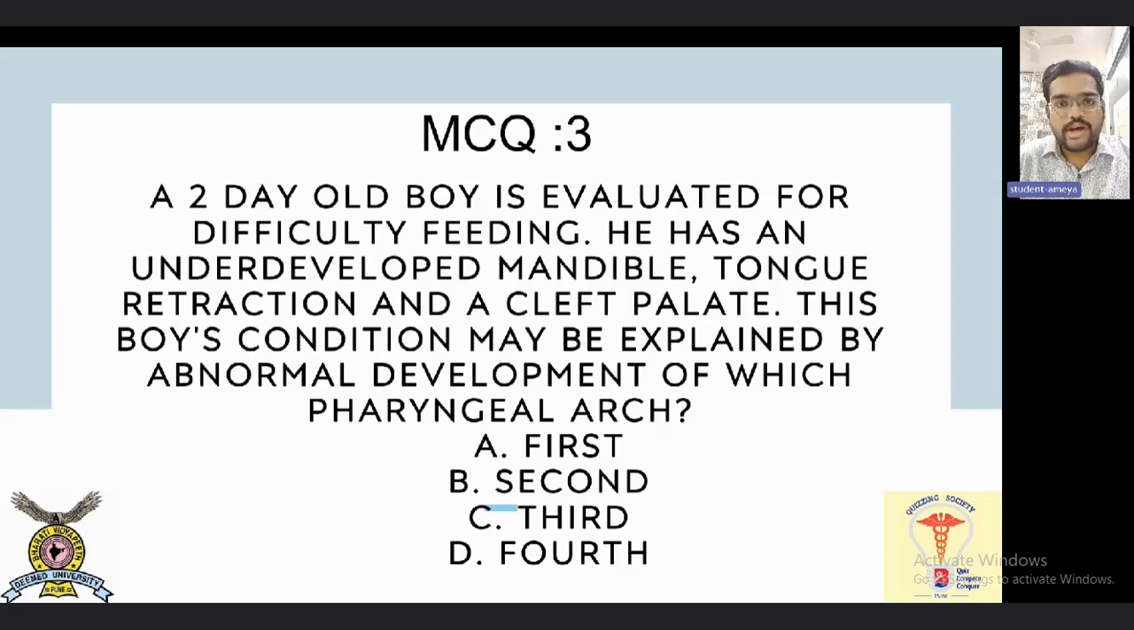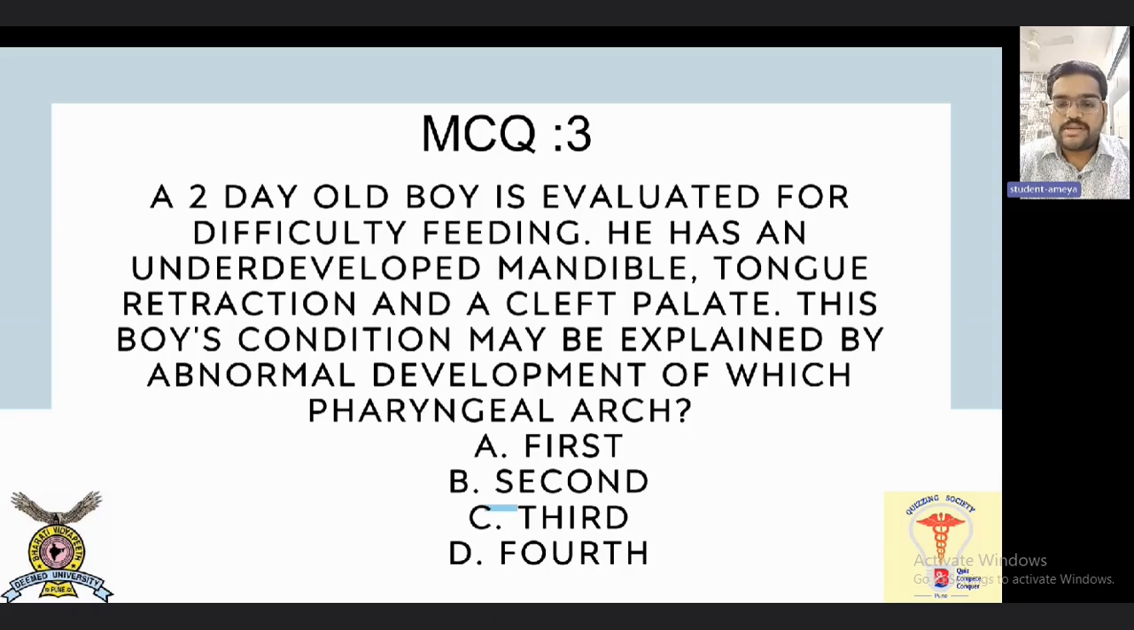Okay, so reading the options alone, I understand that this question has come from pharyngeal arches. Not just that, I also understand that this boy's condition, so that means they might have given me some clinical features. So the first is 2-day-old, again an infant, to be precise, neonate. Difficulty feeding, tongue retraction. Yes, we have learned about tongue retraction with cleft palate and underdeveloped mandible or mandibular hypoplasia. So these three clinical features are very, very diagnostic of Pierre-Robin syndrome.